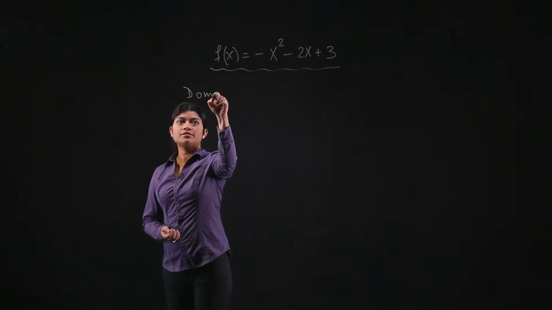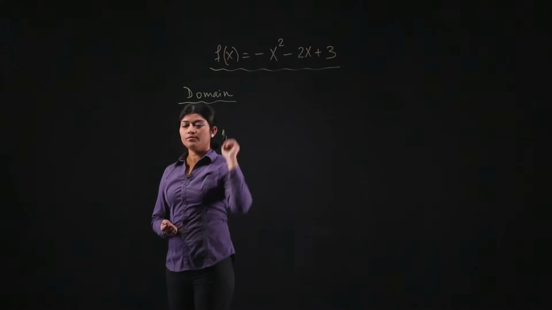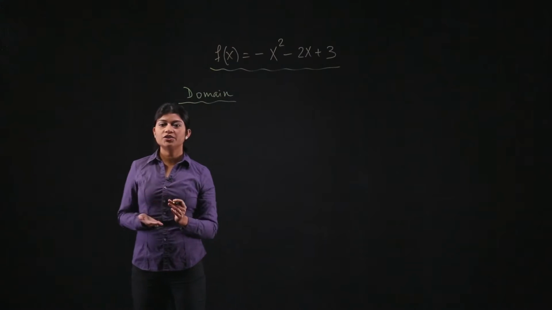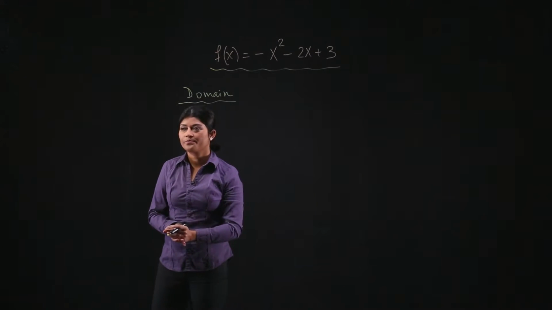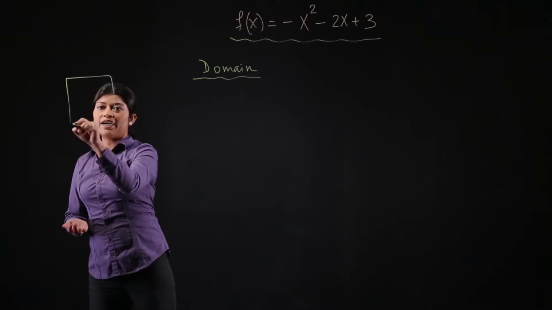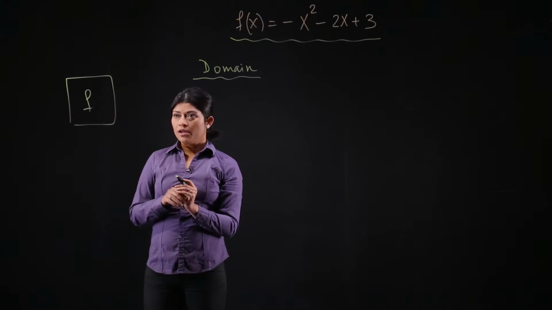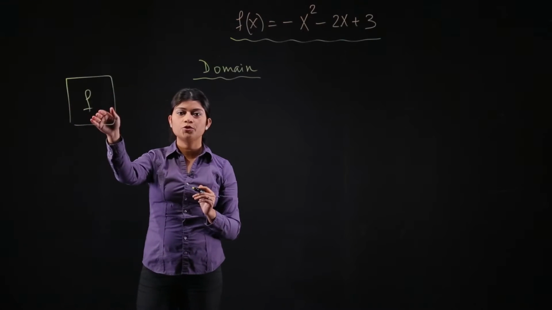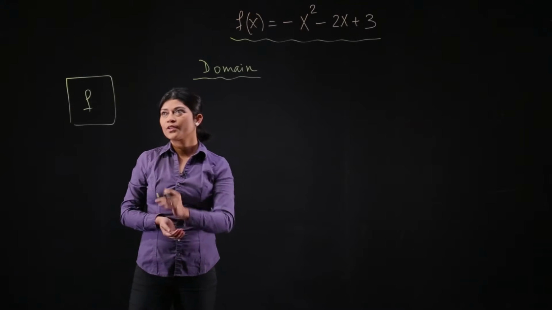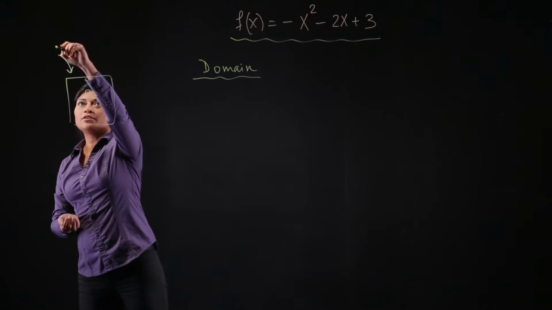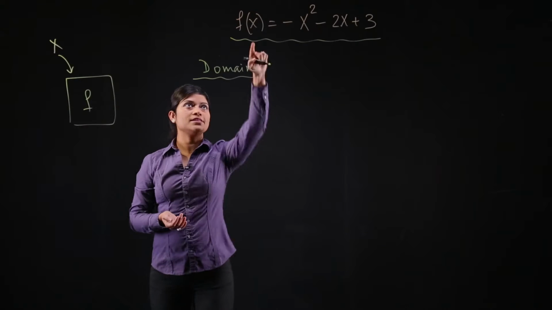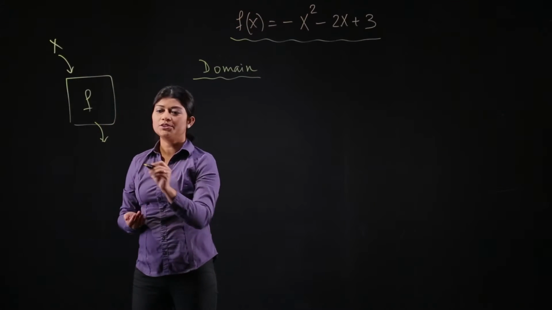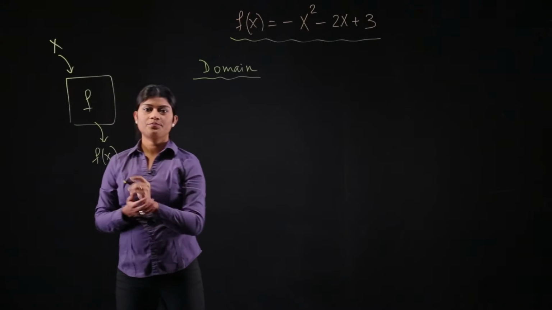So let's start with domain. This is what I always think of. A function is almost like a machine. So say you have this machine f, and what you do is you input something in the machine, and for every input you get an output. So what is it you're inputting? Of course, x. See, f of x. So you plug in x in the machine, and as output you get f of x.